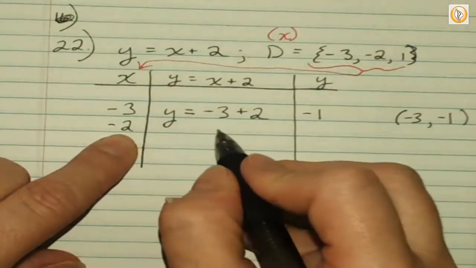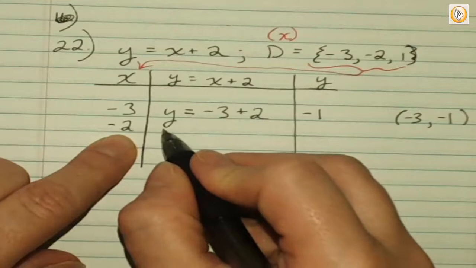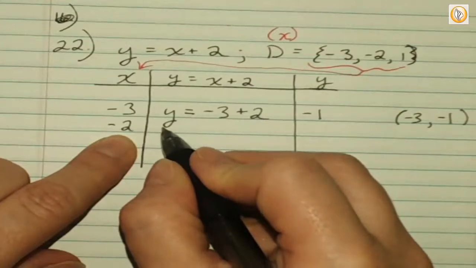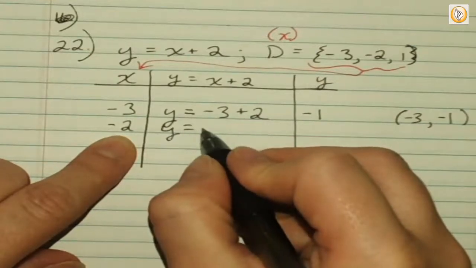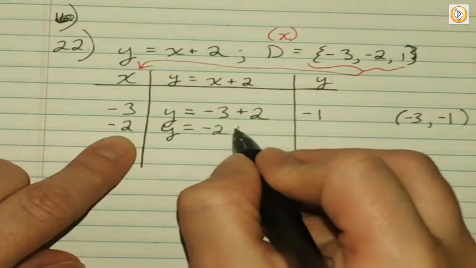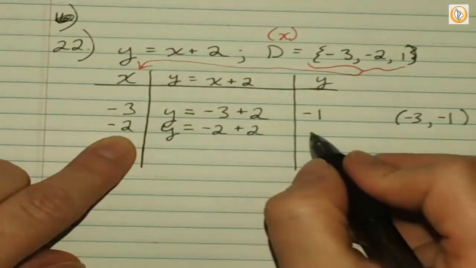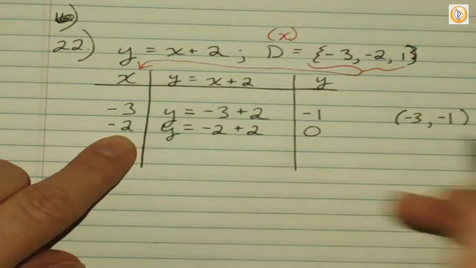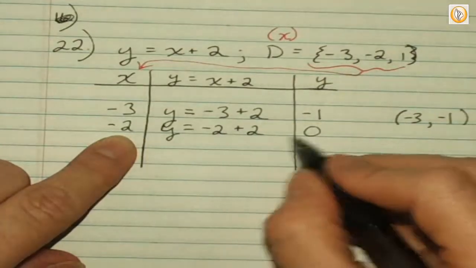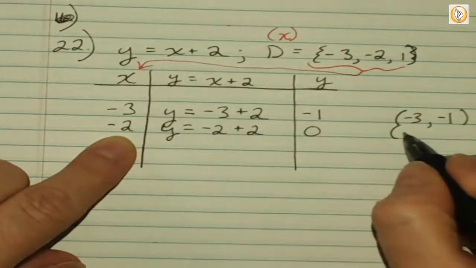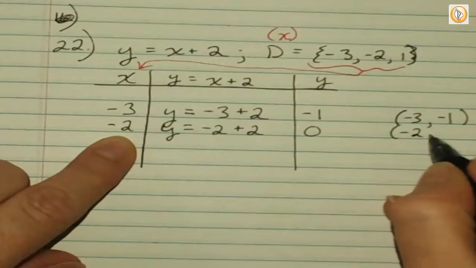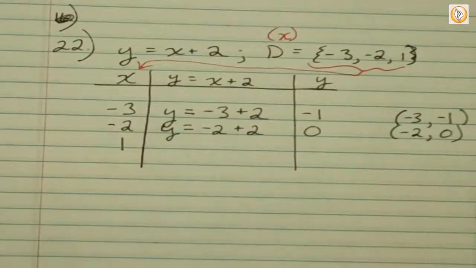Okay, Whit, I want you to redeem yourself. What is my next equation going to look like? Y equals what now? -2 plus 2. Very good. And what is your Y? 0. Good. Yeah, you're right. -2 plus 2 is 0. So what's your ordered pair? -2 and 0. Very good.